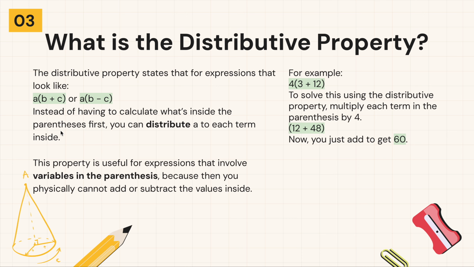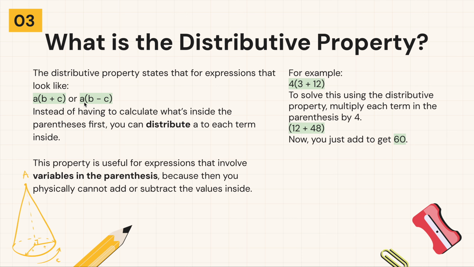So this property is useful for expressions that involve variables in the parentheses, because obviously you can't add or subtract the values inside the parentheses. You can't do anything more in that situation. So let's say we have an example in the form a times parentheses b minus c, and c was equal to x, and b is 3, and a is, let's just say, 2. Then you can't do 3 minus x, right? Because you don't know what x is.